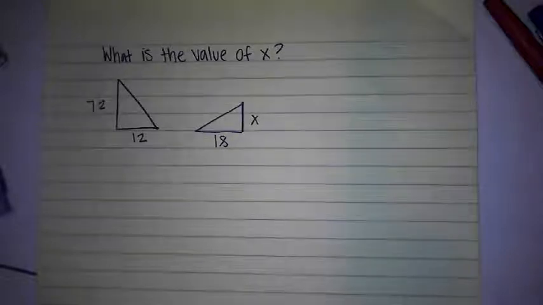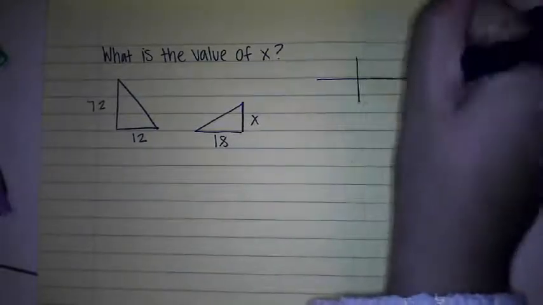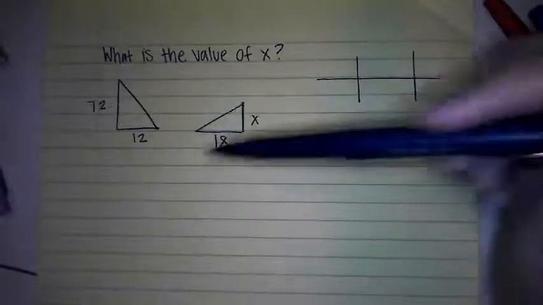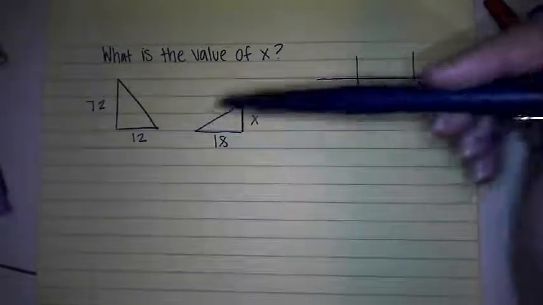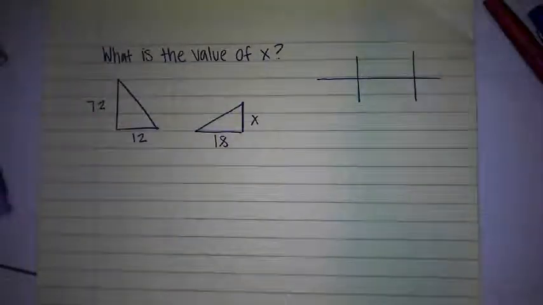Guys, if you're here, you got that last problem wrong, so let's work this one out. This is similar figures, so you're going to have to, of course, do a lovely tic-tac method. Before you can do this, you need to recognize that these triangles are not on the same side. One of them is rotated on its side.